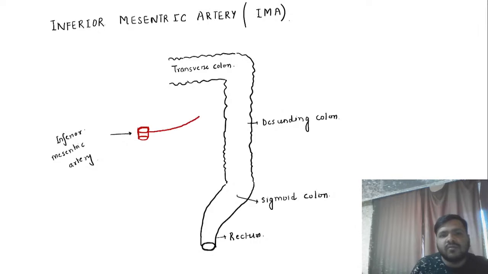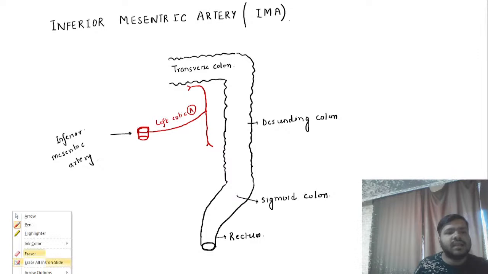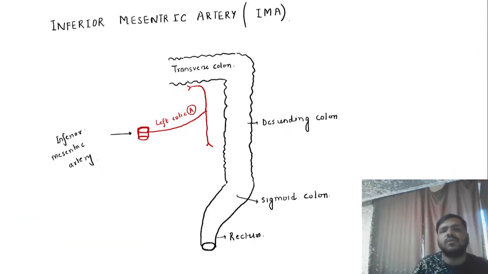That is the left colic artery, which is further dividing into the upper branch and the lower branch. While dividing into the upper and the lower part, it is giving numerous branches to supply each part of the colon respectively. I mean, to ensure the proper blood supply, it is giving straight branches over here.